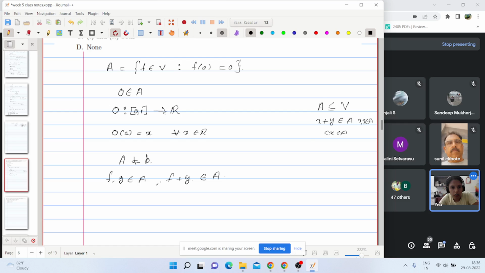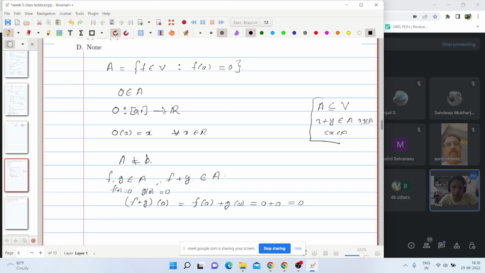So we are using that theorem. That is, f plus g should belong to A. The condition of A is f of 0 should be 0. So (f plus g)(0) should be 0. (f plus g)(0) is f(0) plus g(0). Since f and g are in A, we know that f(0) equals 0 and g(0) equals 0. So this is 0 plus 0, which is 0. So (f plus g)(0) is 0. That means this function f plus g satisfies this condition, so f plus g is also an element of A.